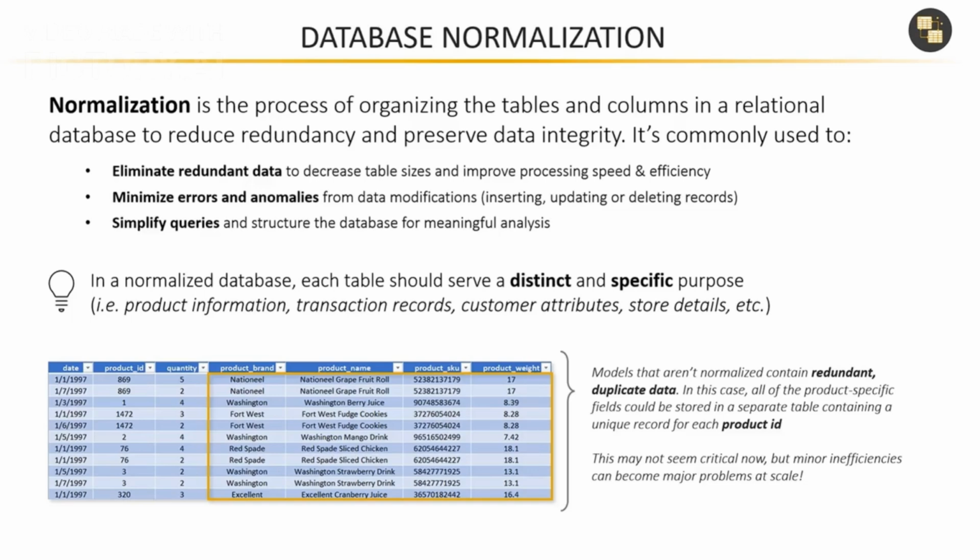Let's dive into the world of data models and understand their significance. Normalization is essential for organizing tables and columns in a relational database to reduce redundancy and improve data integrity. It helps eliminate redundant data, minimize errors, and simplify queries.